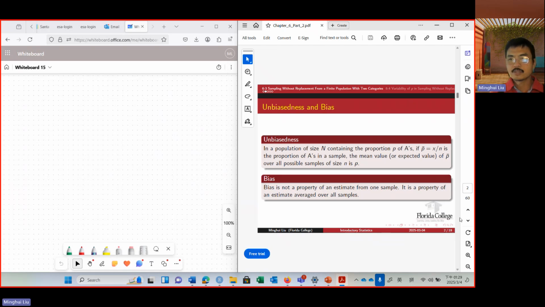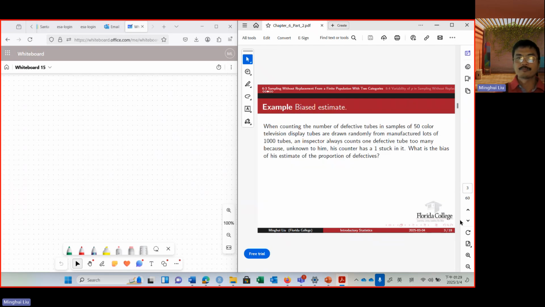And the bias is not a property of an estimate from one sample. You cannot say a sample is biased. It is the property of an estimate averaged over all the samples. So here, let's take a look at this example.